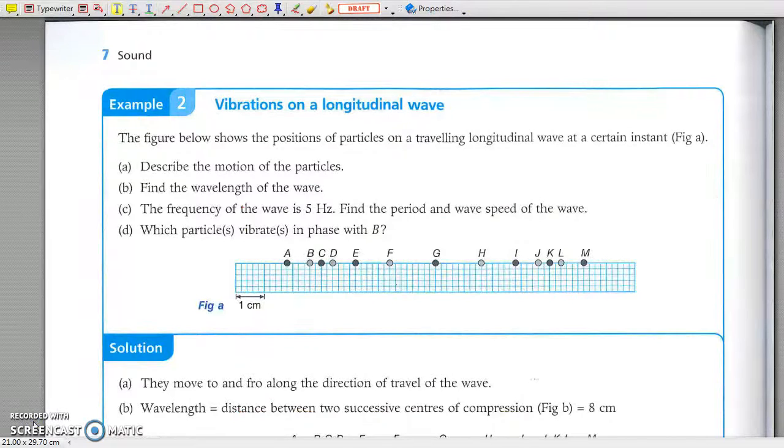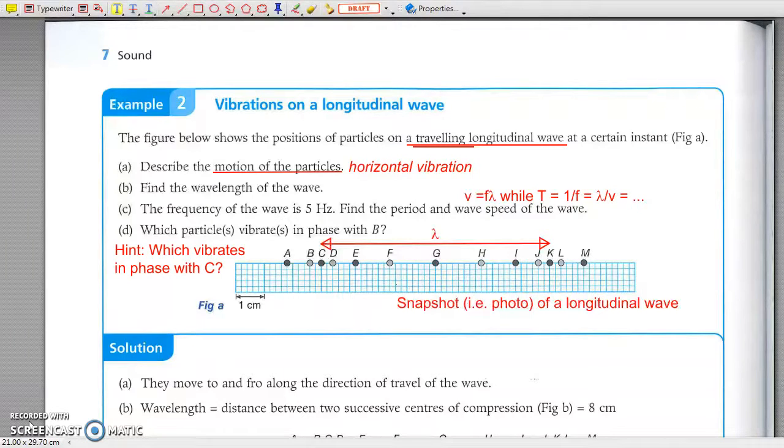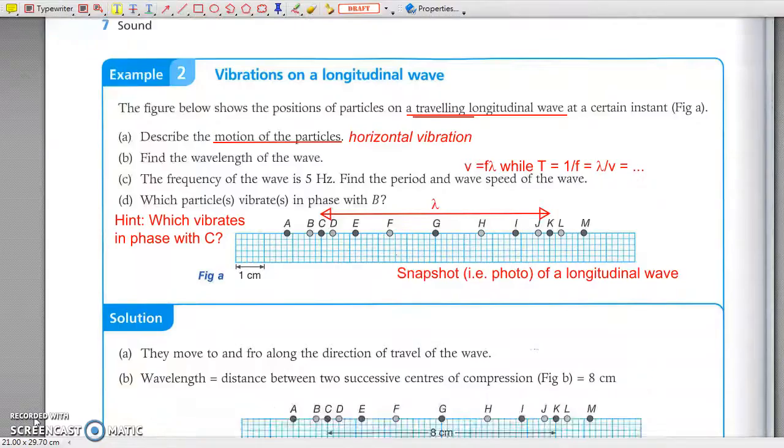Example 2. Vibrations on a longitudinal wave. The figure shows a snapshot of a longitudinal wave. There's no hint about the direction of propagation. However, we can still tell the direction of particle vibration. We can also find the wavelength of the wave, and even the wave speed by v equals f lambda if frequency f is given. Not that difficult indeed. Do check point 1 below.